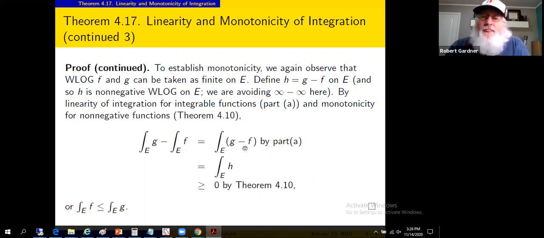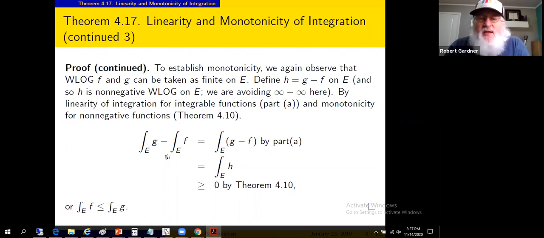g minus f, that's a non-negative function. First off, I guess secondly, we define that to be function h, so this is a substitution. Now we're integrating a non-negative function. So you could compare the h function to the 0 function if you like, and use monotonicity. That's how it's intended to be applied here. And the integral of a non-negative function, of course, is greater than or equal to 0, but strictly speaking, I can get that out of monotonicity. I can probably dig it out of the definitions as well.